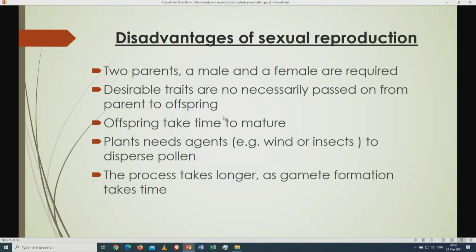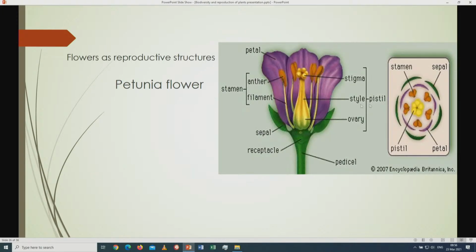Disadvantages: two parents are needed, a male and a female. Desirable traits are not necessarily passed on from parents to offspring due to a mixture of the genes from the two parents. Offspring take time to mature as they have to undergo certain stages of development, such as becoming a zygote, an embryo, and so on. Plants need agents of pollination such as wind and insects for pollen to be dispersed. The process takes longer as gametes formation takes time.